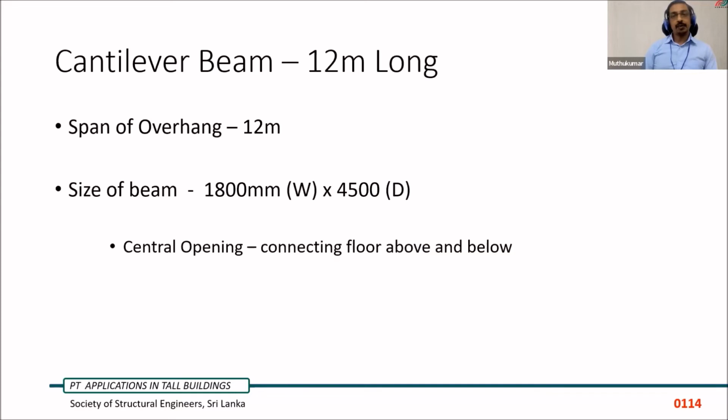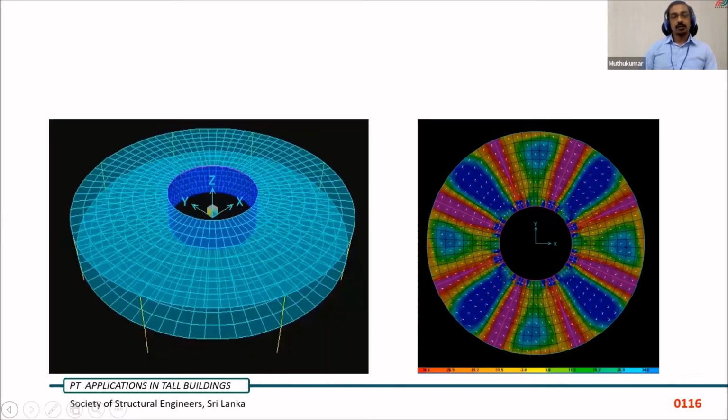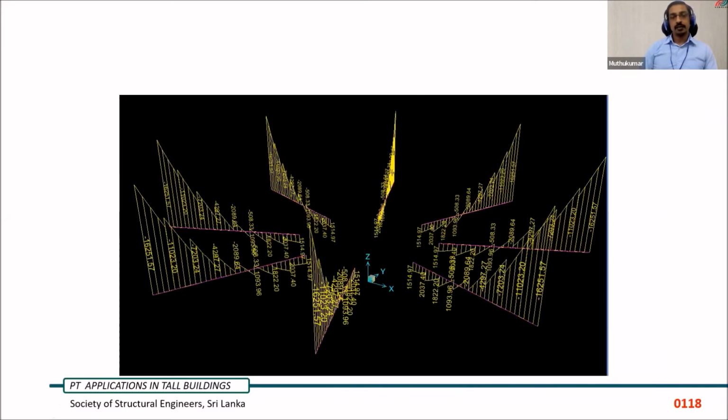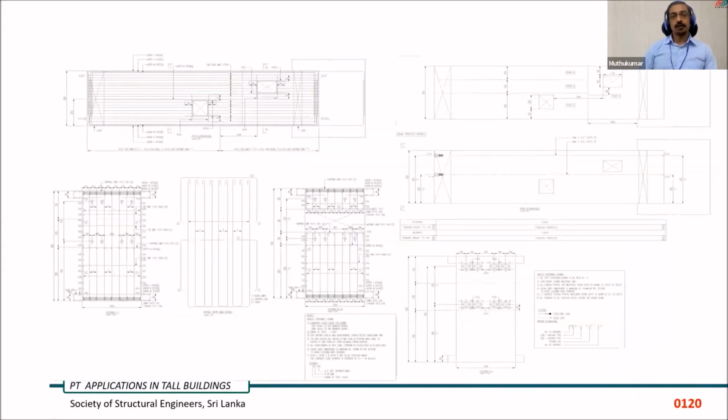And PT will be more helpful in case of long overhangs. For example, in a 12-meter long overhang with a central opening, the supports are only at the corners all around. This is connecting both the floors. So the girder overhang is analyzed for the stresses and the deformations, and the tendons are provided; straight cables are used.